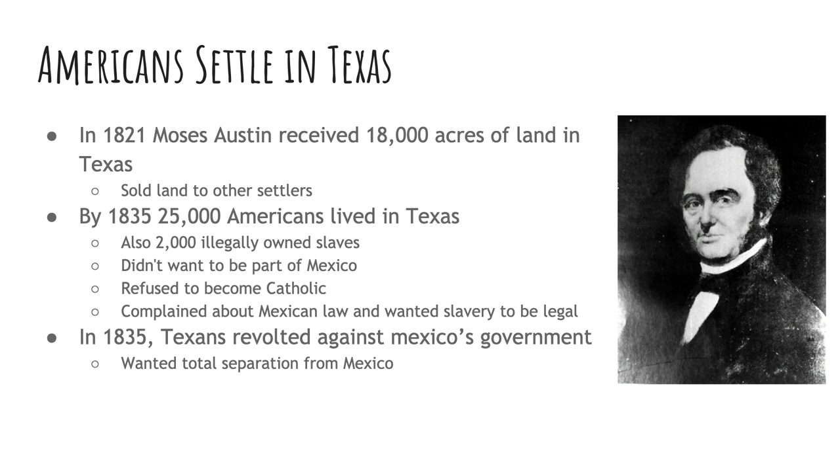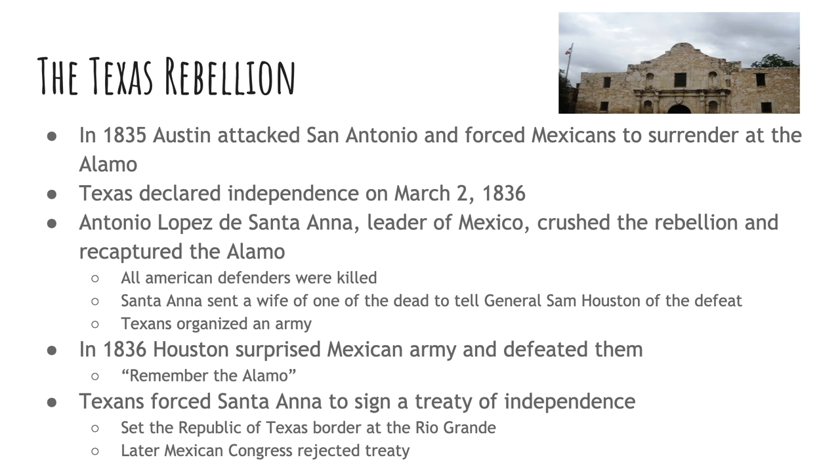in 1835, the people living in Texas revolted against Mexico's government. They wanted a total separation from Mexico. They didn't want to be part of the Mexican country. They wanted to have separate ties, but they still wanted to live in Texas. So let's talk about what happened in this rebellion.